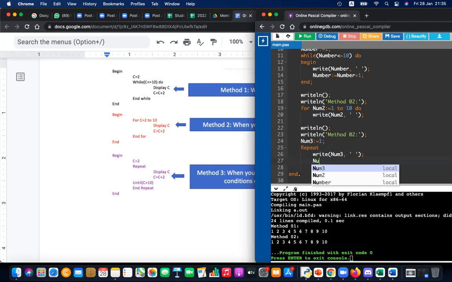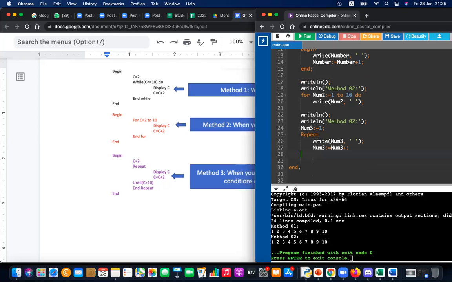The number 3 is equal to number 3 plus 1, and finally after doing this you are checking until what? Until, let's say, num3 equal 10. Until num3 equal 10. Okay, let's run this.